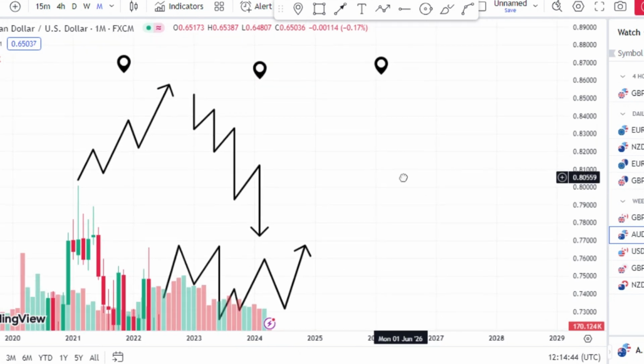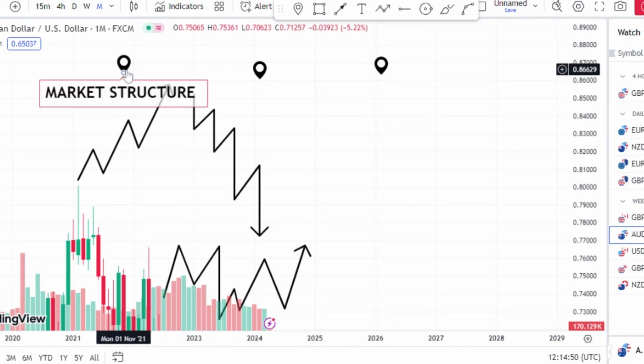So that is one thing that you have to understand, the market structure. Understand where the market is coming from and where the market is heading to. But don't dwell on where the market is coming from, because we are not going to the past, we are going forward.